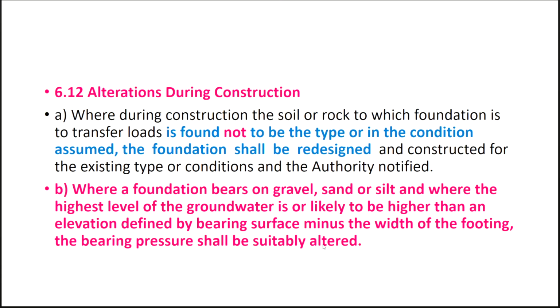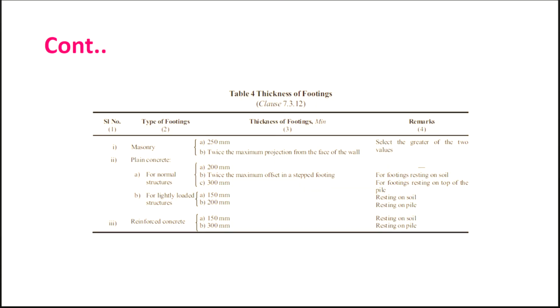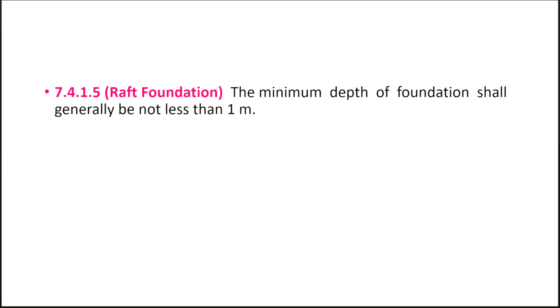Okay? So again, this is suitably altered. So the bearing pressure should be suitably altered. Clear about it? This is with respect to certain thickness of footings depending on the type of masonry, plain concrete, reinforced concrete, etc. This again you can take as a reference. Important requirement: suppose you are doing rock foundations, the minimum depth of foundation should be not less than 1 meter. For a normal foundation, it was specified as 500 millimeters or 0.5 meters. For rock foundation, NBC specifies not less than 1 meter as the minimum depth of foundation. Clear?